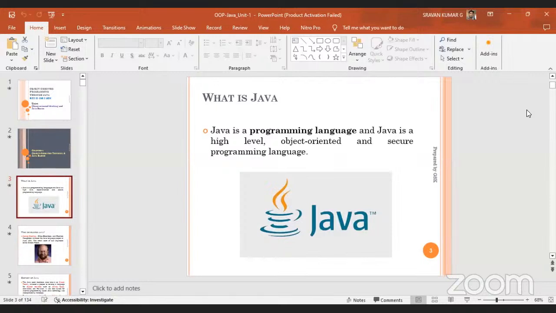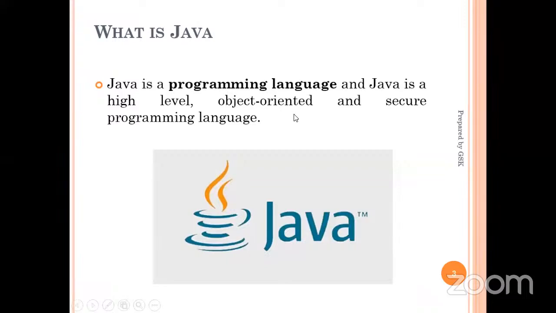As we discussed, Java is also one of the programming languages. The important point in Java when compared to the C language is that it is object-oriented programming. This is the important point here. These are new terminology, new concepts implemented in Java compared to the C language.